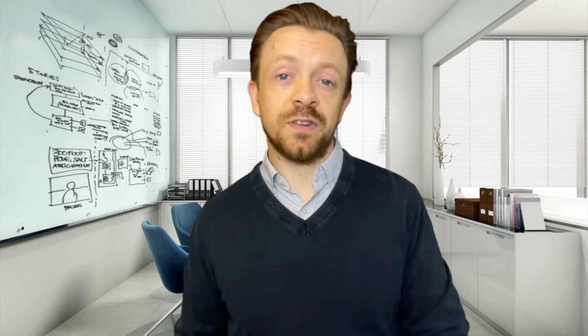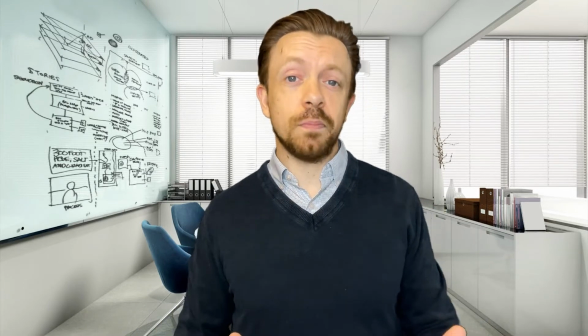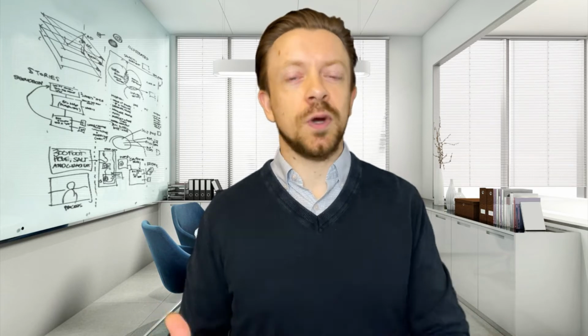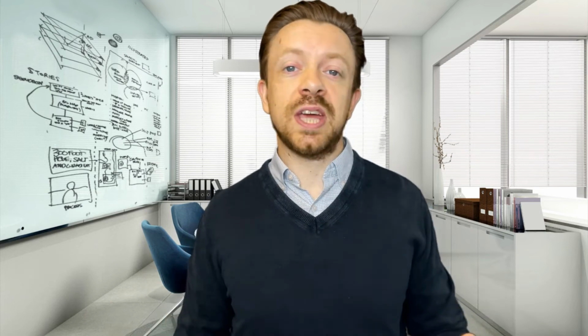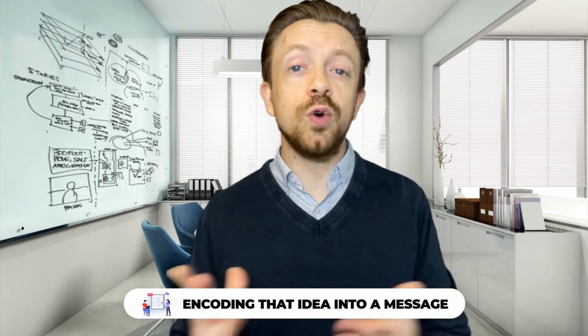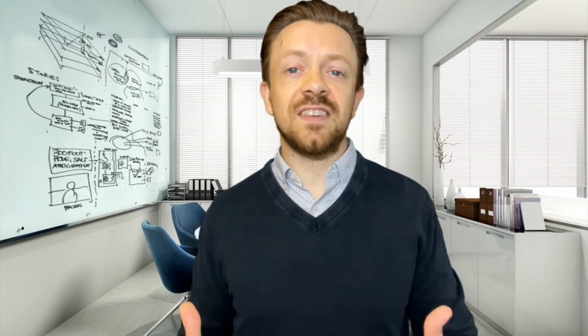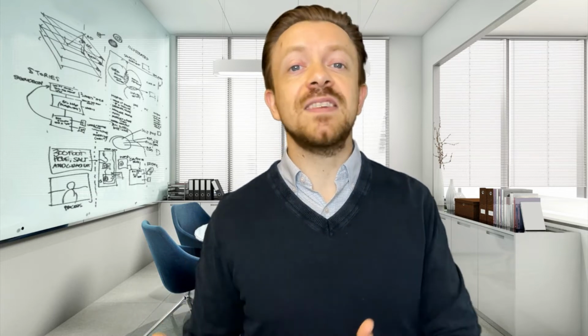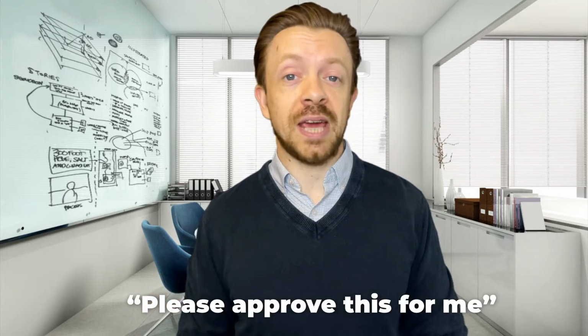So what is communication exactly? Well, it's a process made up of several steps. It starts in your brain. You have an idea that you want to communicate, and somehow you have to communicate it. And the first step in the communication process is encoding that idea into a message. So in the example we looked at earlier, the message you want to encode is, please approve this for me.